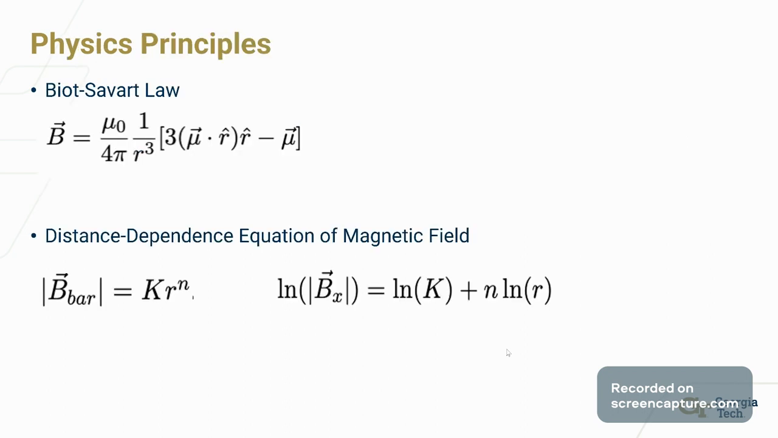So we just mentioned the Biot-Savart law, where you see the equation there, and the distance dependence equations of magnetic fields. You can see those down below as well.